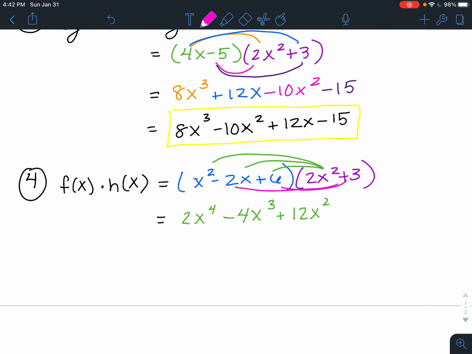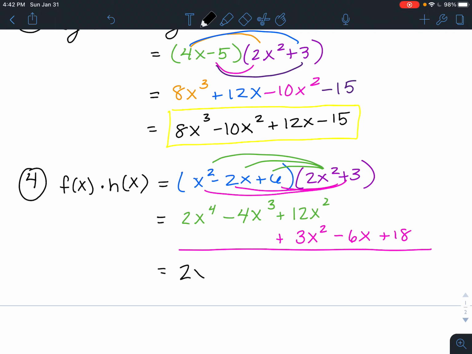And then I'm going to distribute my 3 to all three of these as well. So 3 times x squared is 3x squared, so I'm going to line that up here. 3 times negative 2x is negative 6x. That doesn't have any like terms, so I'm just going to make a new column. And then 3 times 6 is 18. And then I'm just going to add down to combine my like terms. So I've got 2x to the 4th minus 4x cubed plus 15x squared minus 6x plus 18.